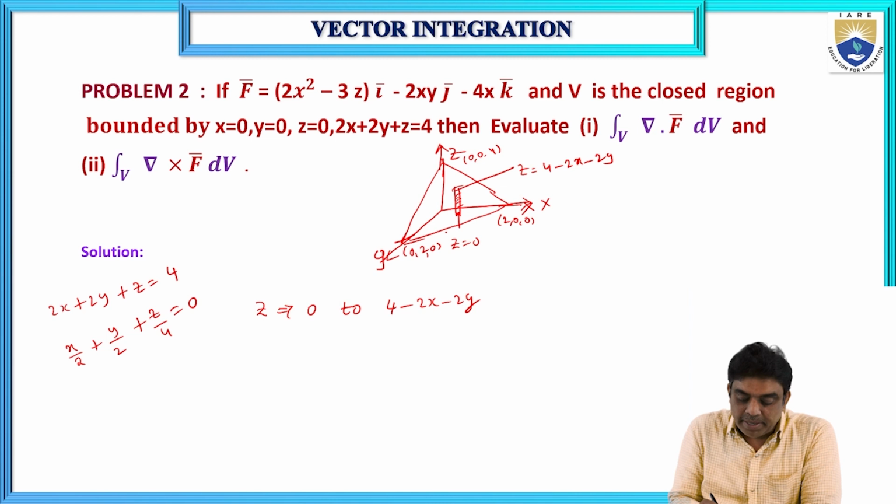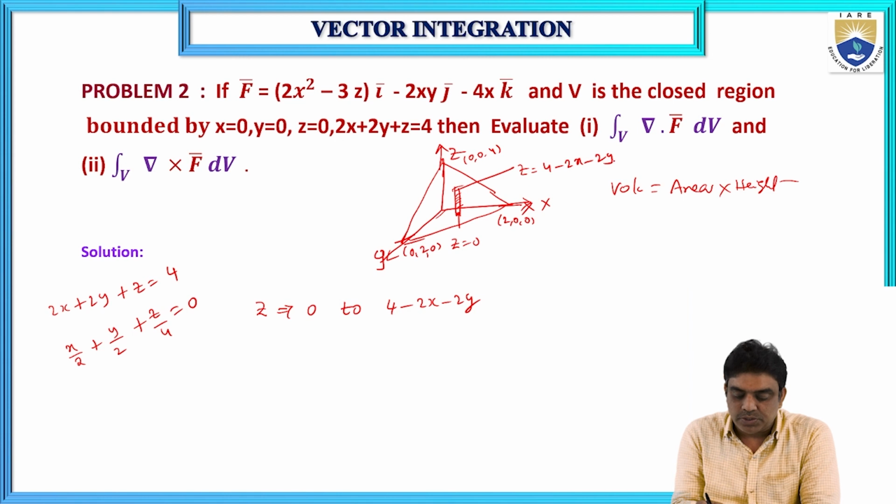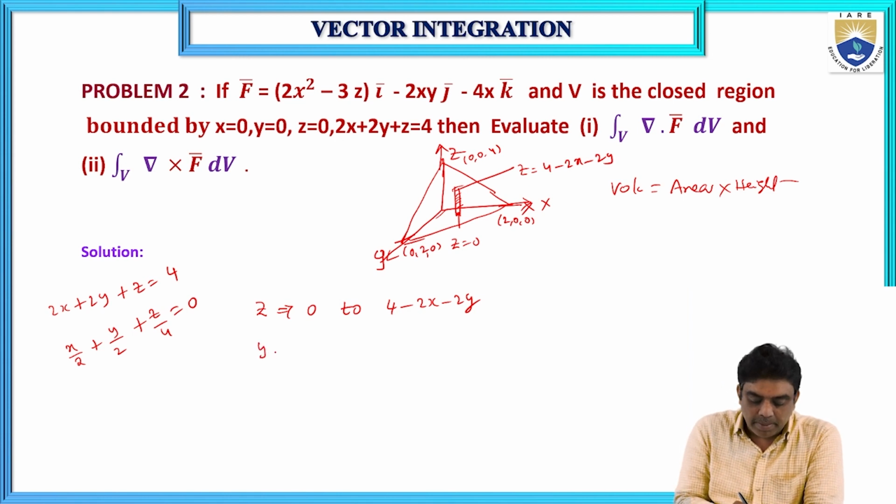And what is the other limit? We have to consider the area. The volume is nothing but area multiplied by height. So the height limit is already there, z from 0 to 4 minus 2x minus 2y. But coming to the y and x limits, we have to consider the area.